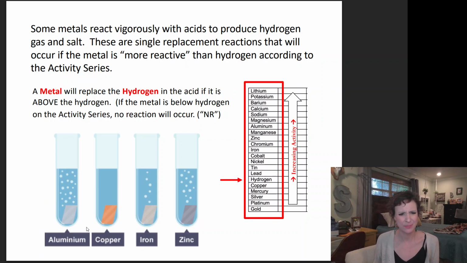Okay, so here are some picture examples. I've got aluminum being dropped into an acid, copper being dropped into an acid, iron being dropped into an acid, zinc being dropped into an acid.